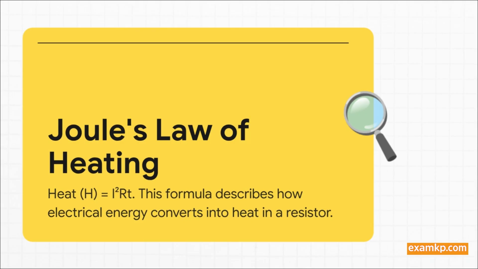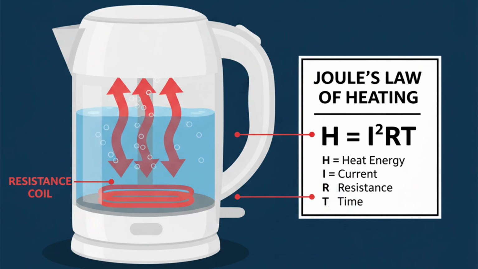And a lot of the time, this electrical energy turns into something we use every single day: heat. Joule's law is the formula that tells us exactly how much heat we get. And this isn't some abstract idea. It's literally what makes your electric kettle boil water or your toaster brown your bread. That formula, H equals I squared RT, is the physics behind getting things hot on purpose.